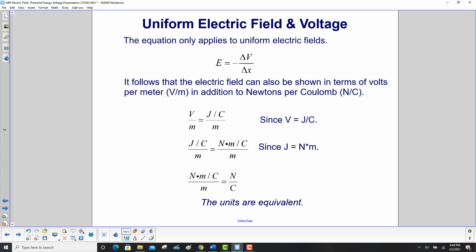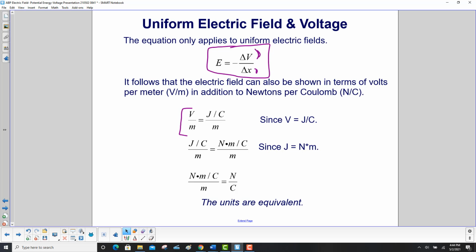This equation only applies to uniform electric fields. It follows that the electric field can also be shown in terms of volts per meter. Why? Well, this is volts, this is meter, in addition to newtons per coulomb. Let's see why that works.